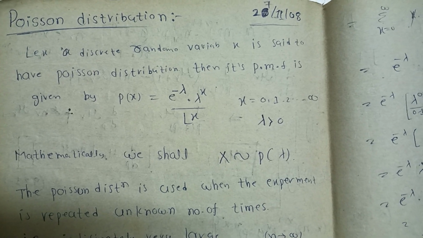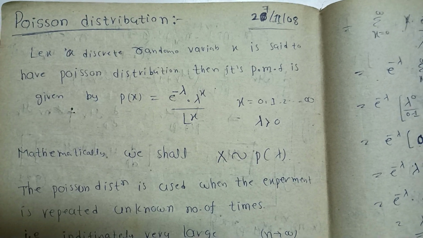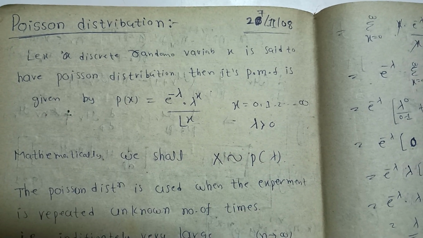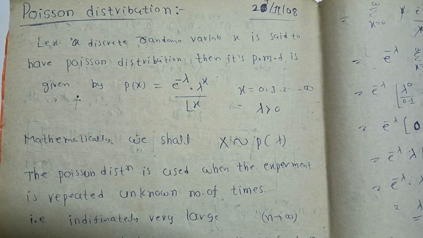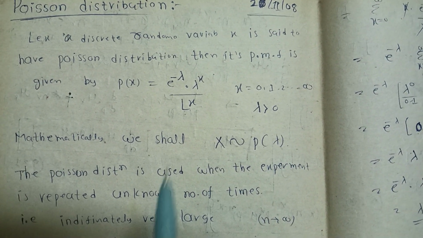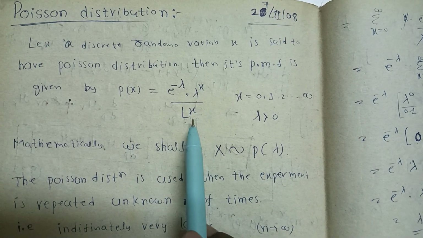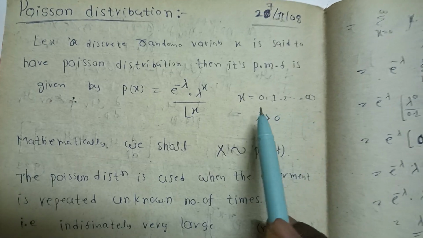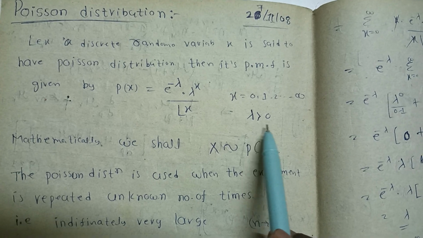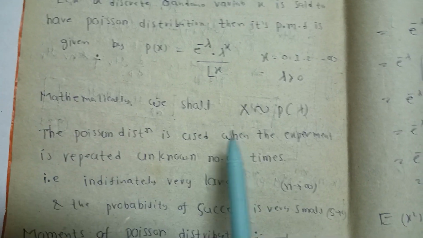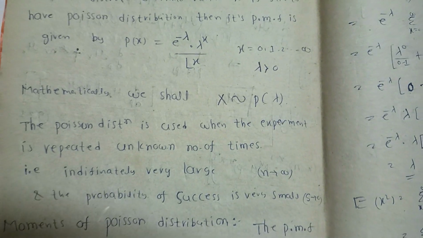Next, we are going to learn about the Poisson distribution. Let x be a discrete random variable; it is said to have a Poisson distribution, then its PMF is given by P of x equals e to the power of minus lambda, lambda to the power of x divided by x factorial, where x can take the values from 0 to infinity and lambda is greater than 0. Mathematically we can denote x follows Poisson of lambda.